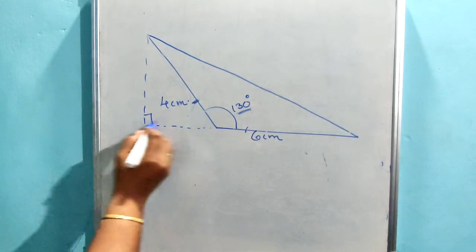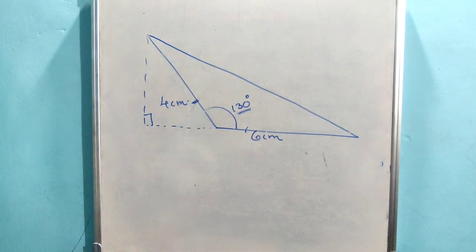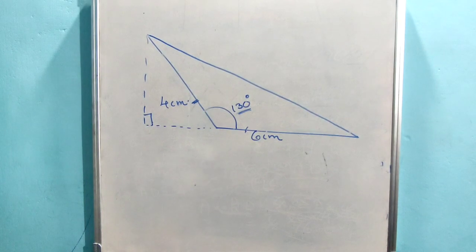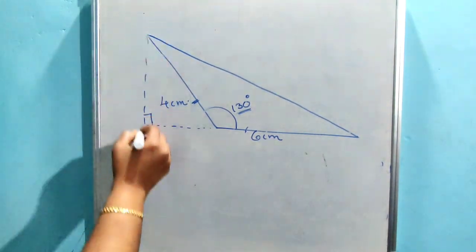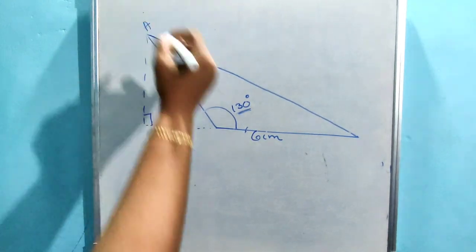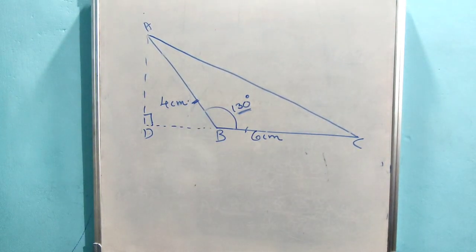So just extend our base like this and draw the perpendicular distance. This is actually the height of the triangle, that is, the perpendicular height is the height of the triangle. Here also we are going to name this triangle ABC and this point D. Then how do we calculate this? We don't know which angle this is, right?